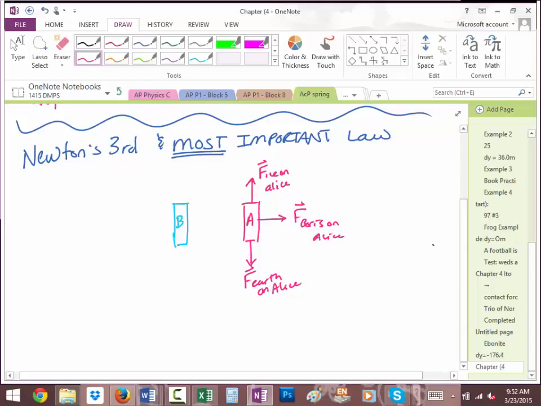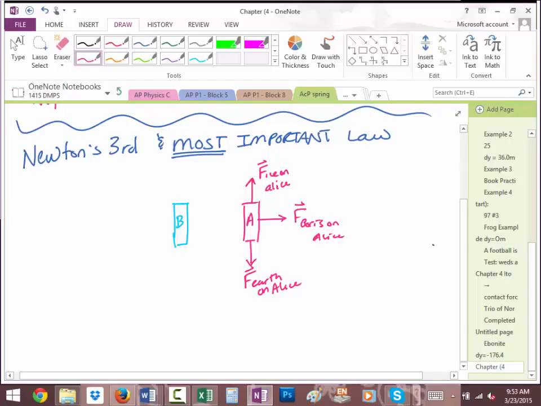Now, before we move on, I just want to point out something that kind of goes without saying because you know this. First of all, does this match with what everybody has? What do you notice about all of the forces that are labeled here? They're all on Alice, right? That's important. They're all on Alice.